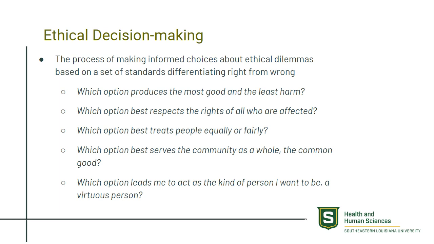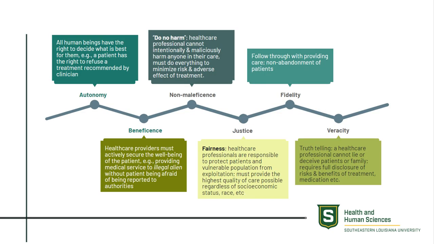A lot of the questions that I just brought up are based off of what we call ethical principles. We have about six of them. I think there are eight, but these are the six that really come up a lot. You have autonomy, which says all human beings have the right to decide what's best for them. We have beneficence: healthcare providers must actively secure the well-being of the patient. We have non-maleficence, which means do no harm. We have justice: healthcare professionals being responsible to protect patients and vulnerable populations.